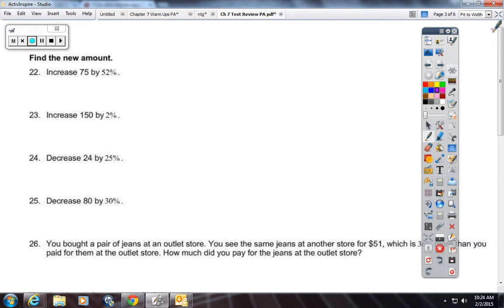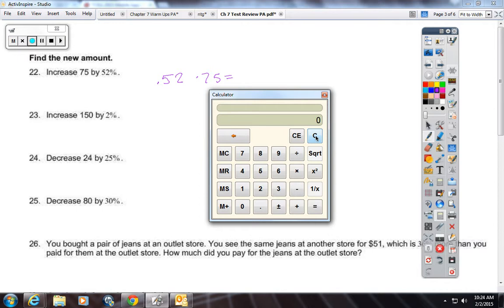Make 52% a decimal, 0.52. Multiply times 75. So 52% of 75 is 39. Is that my answer? No, because the direction says increase 75 by 52%. 52% of 75 is 39. So now I have to add the increase back to the original amount. So take 39 plus 75 and I get 114, which is my answer.